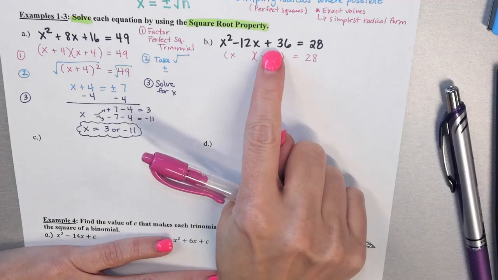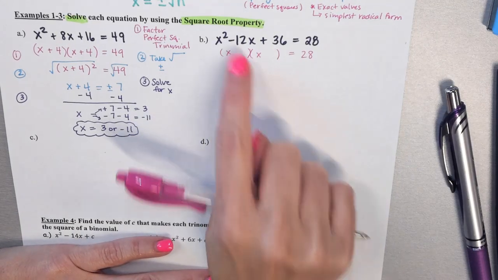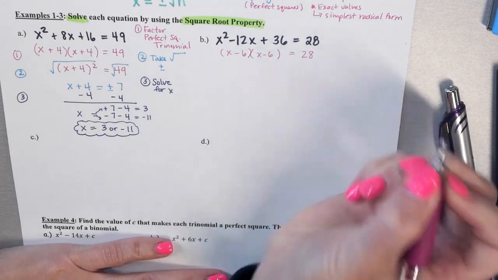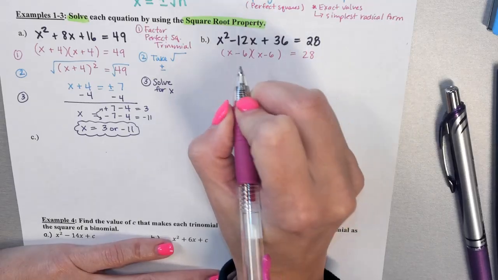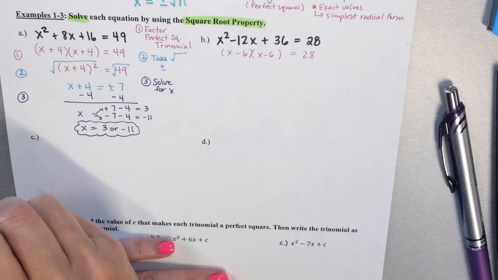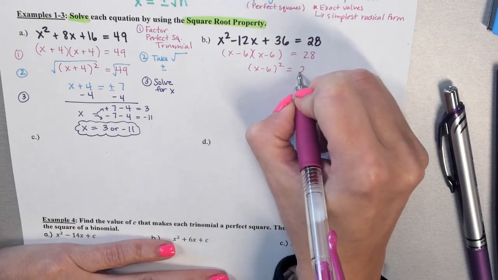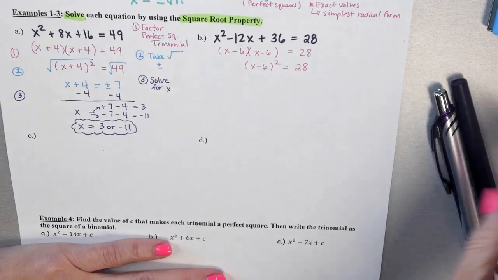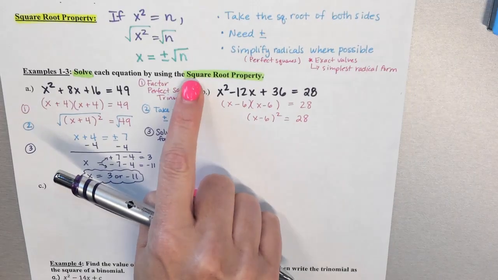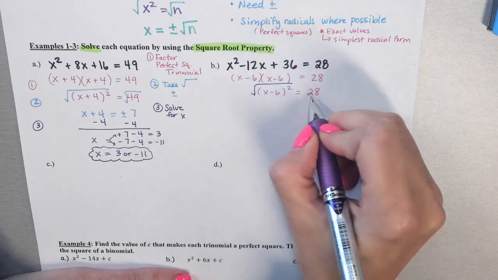If it multiplies to a positive, signs have to be the same. And if this is a negative, the only way to get negative 12 is two negative values. So negative 6 plus negative 6 is negative 12. Negative 6 times negative 6 is positive 36. And then we're able to write this as a power. And if we're able to write it as a power, then remember the directions say use the square root property? Then we're able to use the square root property.